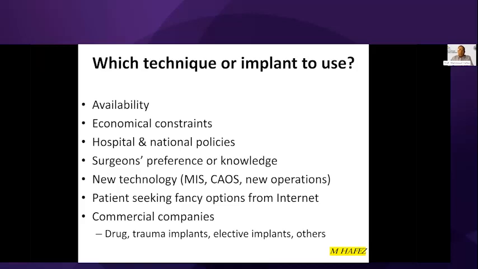And then when we're going to talk about implants, which is currently a problem in Egypt, about availability. If you don't have, for example, joint replacement, then you may have to use fixation in a patient where joint replacement is indicated. So availability is a big issue. Economical constraints in different places, hospital and national policies, and then surgeon preferences or his knowledge. And then we're going to talk about new technology. A patient also seeking fancy options from the internet, commercial companies and their influence, especially that everything is commercially driven now: drugs, trauma implants, elective implants, and others.